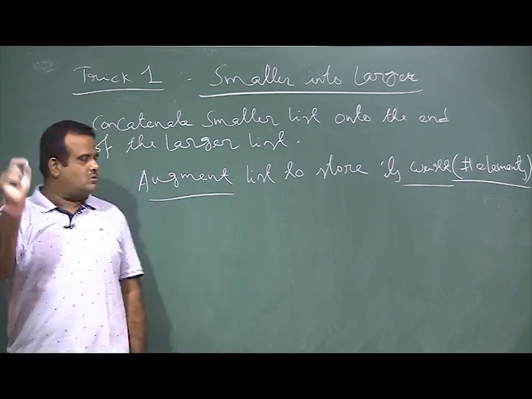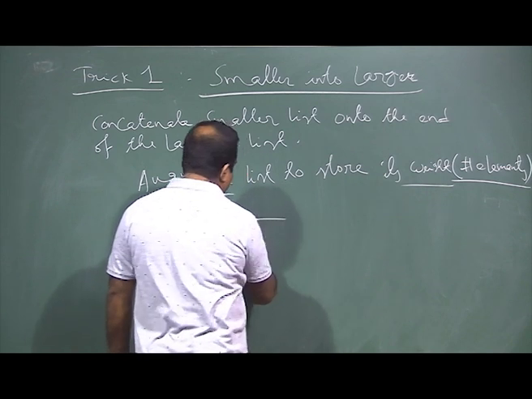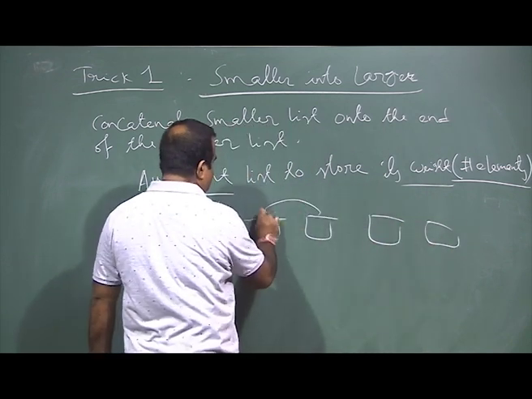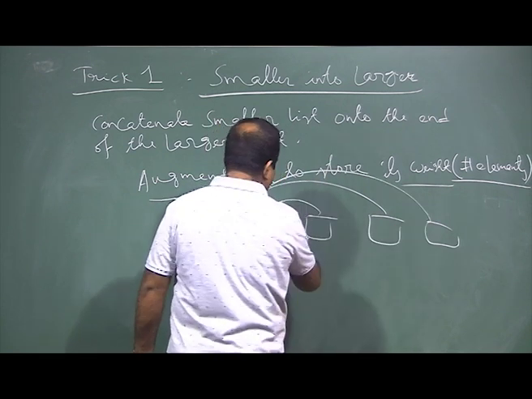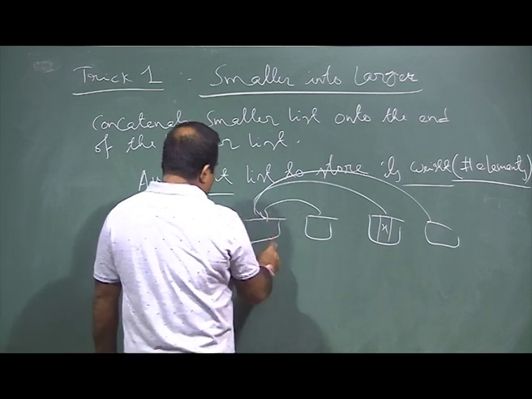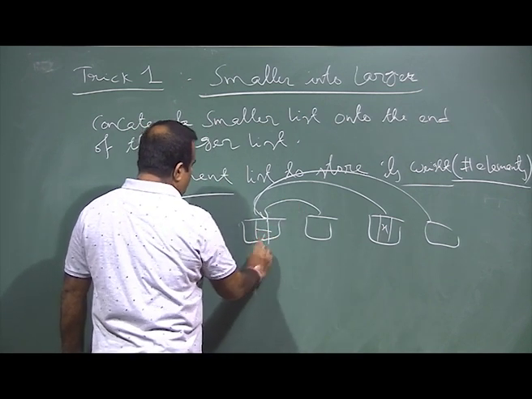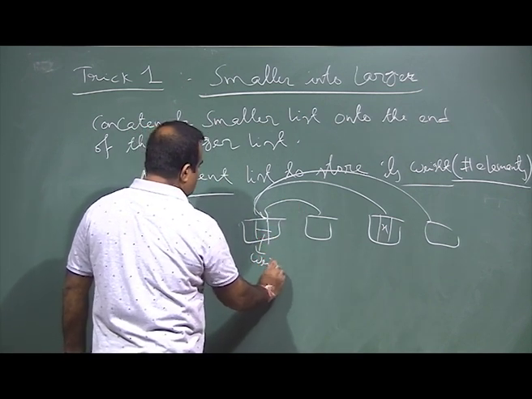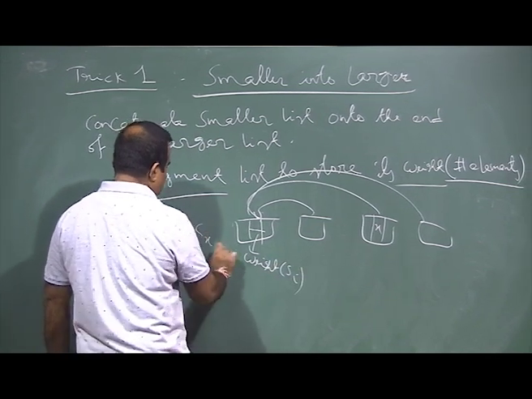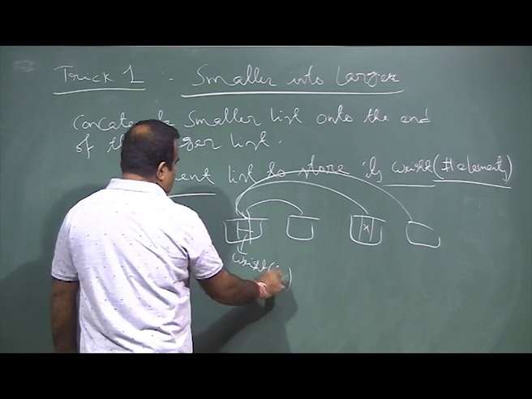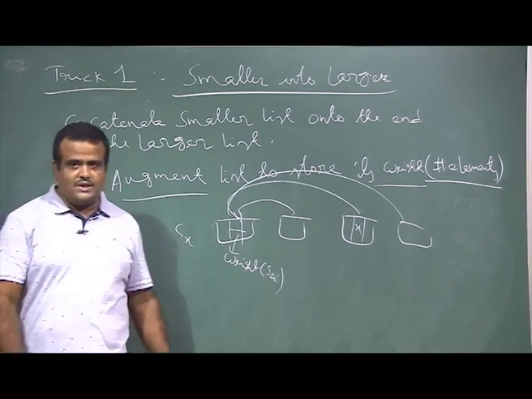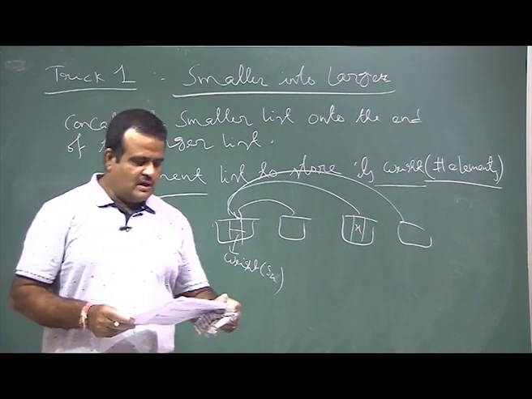Suppose this is a list and every pointer points here, say. So, we are given an x. Now, we can reach here somehow if we can store the weight of the list. So, this is S_i or this is x_i. Then we came to know which one is larger and which one is smaller. Then we can apply this trick.